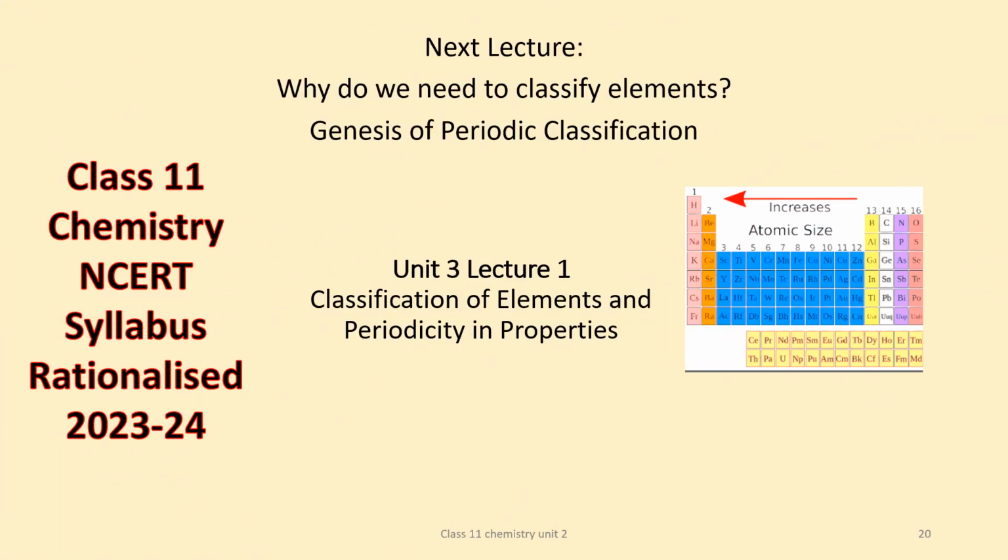With this we come to the end of unit 2 lecture 5. So we have completed the complete unit itself. In the next lecture, we will take up unit 3, that is classification of elements and periodicity in properties. Till then, goodbye.